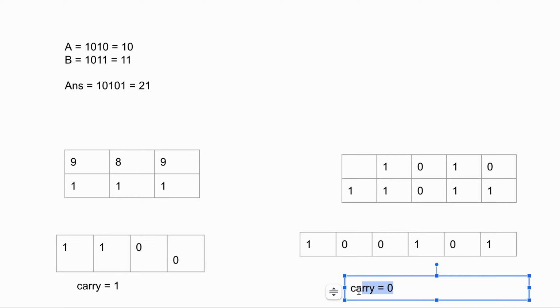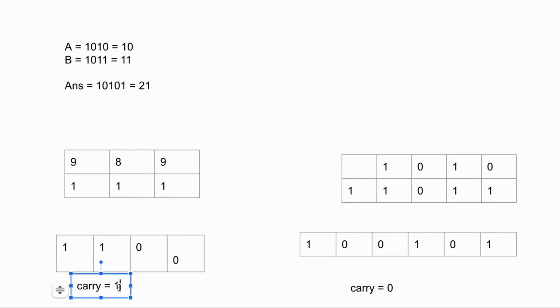How are we changing the carry? Just like we checked, if it is greater than or equal to 10, we will check if it is greater than or equal to 2, or we can just write greater than 1. Again the same case, 1 plus 1 will be 0, and since the carry is nothing, it will continue.